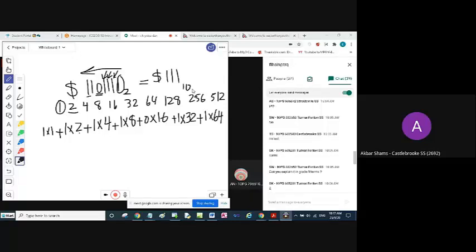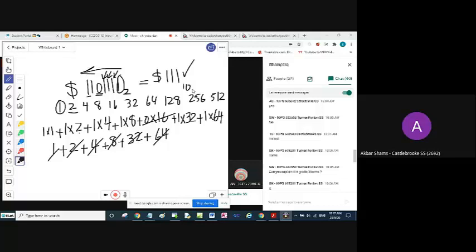Now I'm going to simplify. 0 times 16 is 0, so 1 times 1 is 1, plus 2, plus 4, plus 8, plus 32, plus 64. Now I'm going to add it. 32 plus 64 is going to give me 96. 96 and 8 is 104. 104, 108, 110, 111. Excellent answer. So you see how easy it is to convert from binary to decimal.